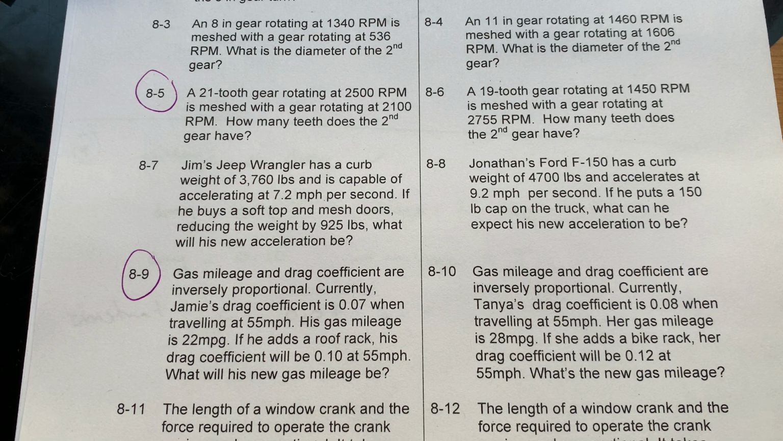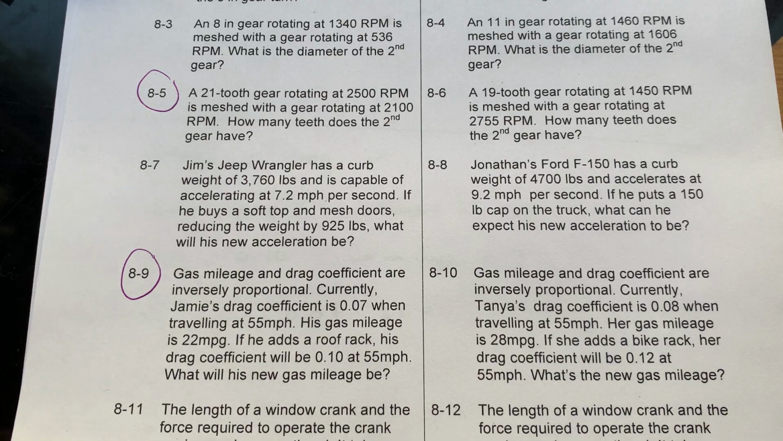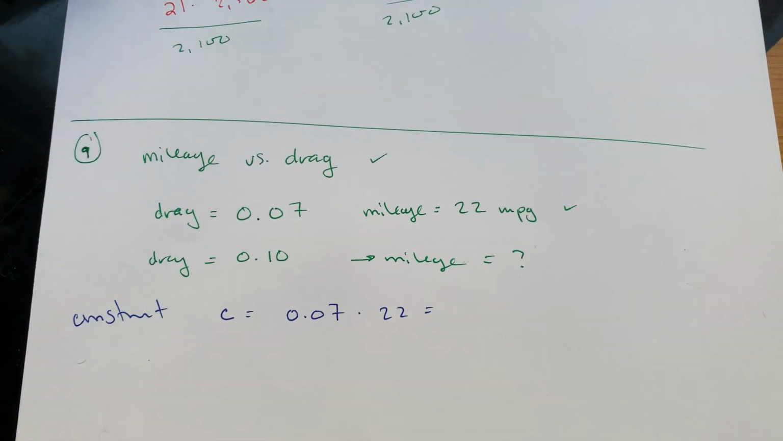So the 55 here is a value that you need only to establish that you're in the same situation. The relationship here is between the drag and the miles per gallon. If you add a roof rack, the drag coefficient is going to be 0.10 when you're going 55 miles per hour. So what will the new mileage be? What are the new miles per gallon? The 55 is only there to confirm that you're traveling at the same speed in both of these examples. We're not really going to use the 55 to solve this.